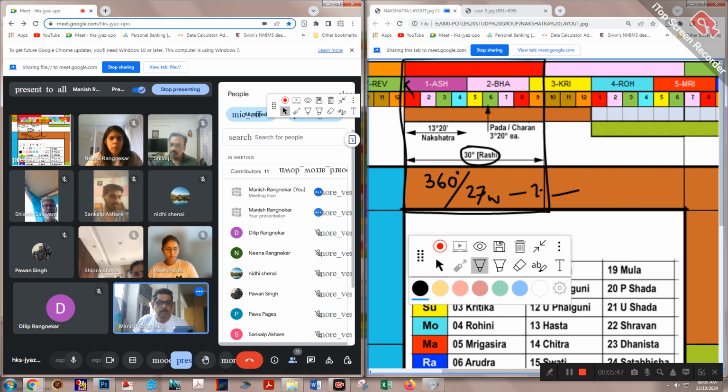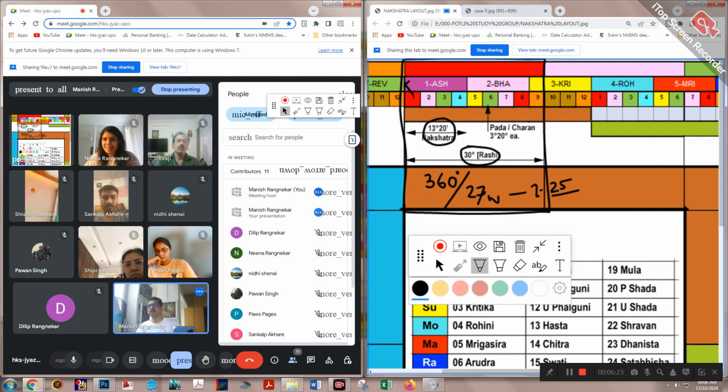I got it, don't worry. It's coming to 13.33. 360 divided by 27 comes to 13.33, which is 13 degrees 20 minutes. So basically, if you divide 30 by 13.33, you'll get 2.25. I'll explain again. Those who are weak in maths, I'm sorry, I can't do anything.